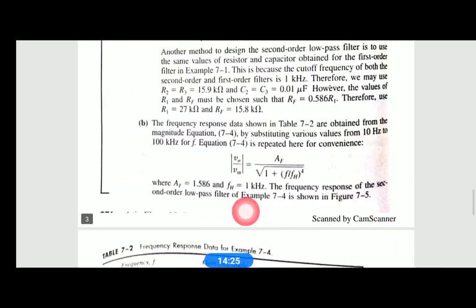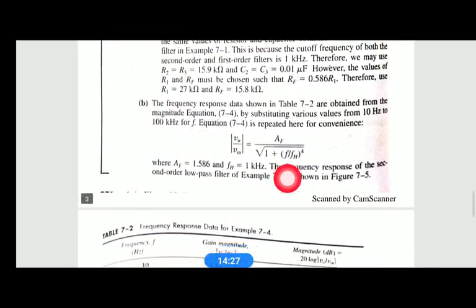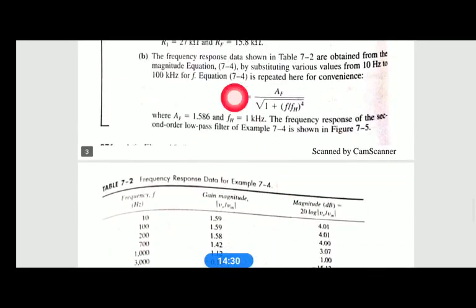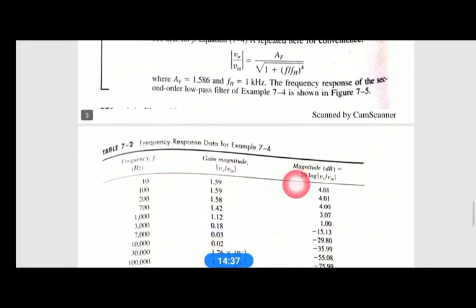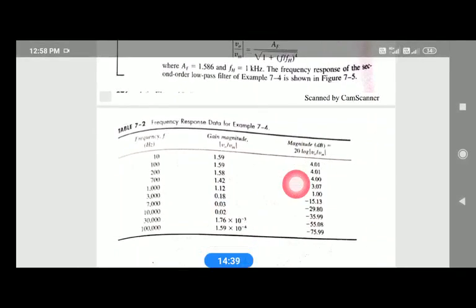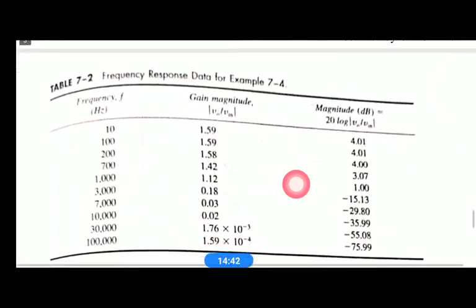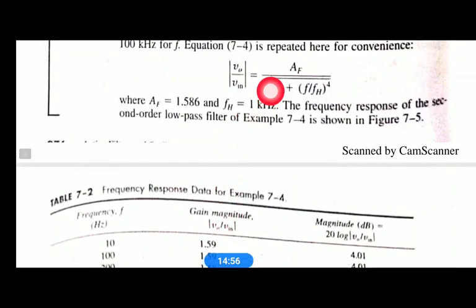Using these values, for different values of f we need to calculate the gain. Same thing, we convert it into dB using the formula 20 log of Vo by Vin, 20 log of gain. So this is how we are doing. Here we are selecting the value of f from 10 hertz to 100 kilohertz, and for that we are calculating the gain in magnitude using this formula, which is equal to AF divided by root of 1 plus (f by fH) to the power of 4.